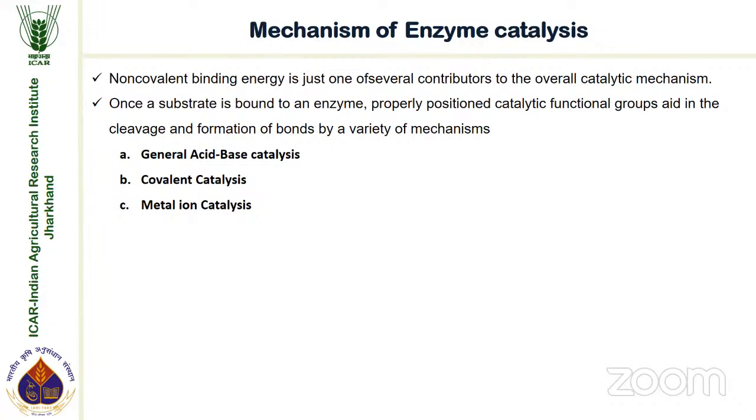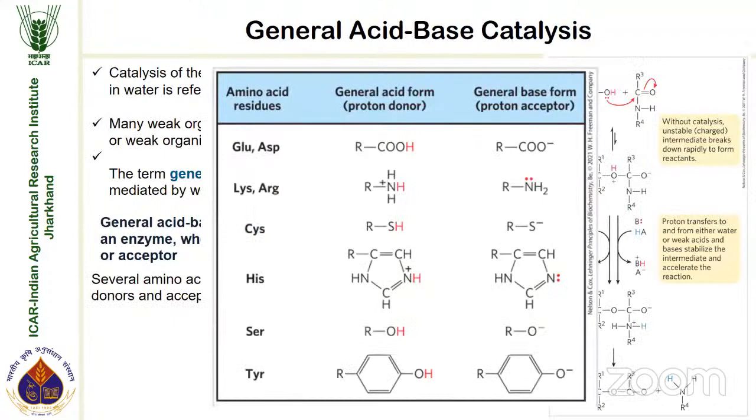So basically, although they might be classified into other categories also, the majority of catalysis falls into these three classes. First is general acid base catalysis, then covalent catalysis, and metal ion catalysis. General acid base catalysis, we will go one by one here.